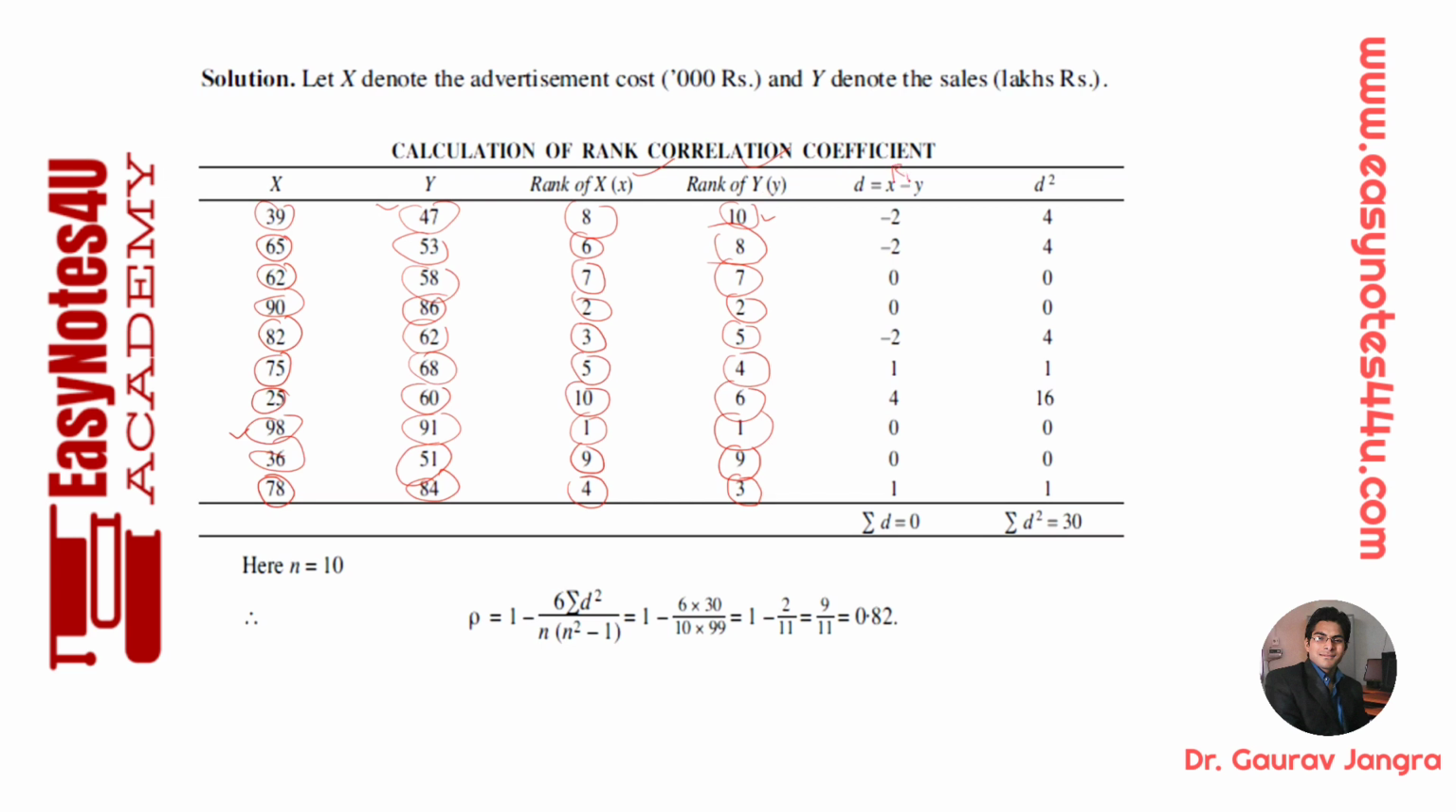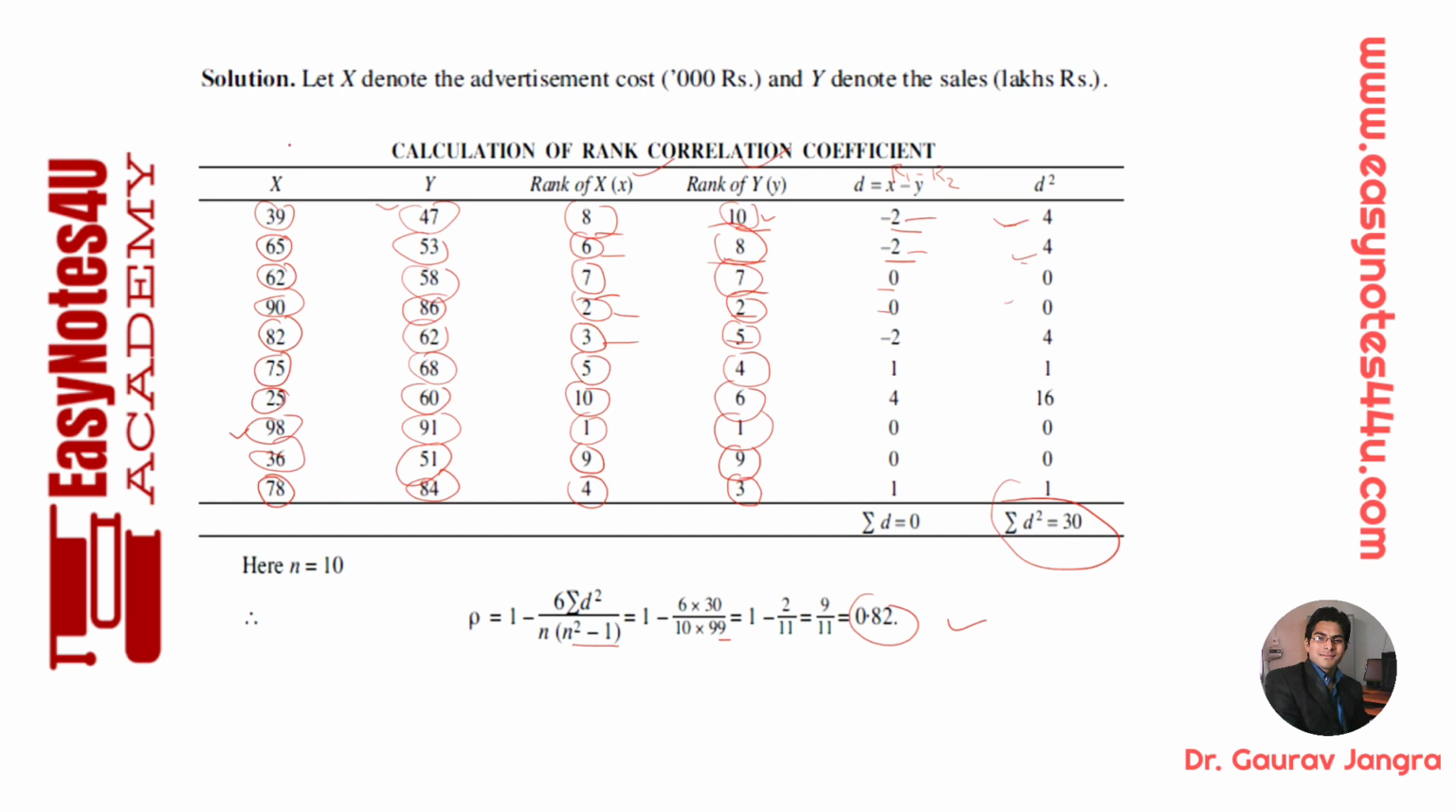So here you can also write the R1 minus R2, rank 1, rank 2. 8 minus 10 is minus 2, 6 minus 8 is minus 2, 7 minus 7 is 0, 2 minus 2 is 0, 3 minus 5, like that. After that we will square all the values. 2 square 4, 2 square 4, and we have to total 30. The same formula we can use: 1 minus 6 into summation d square 30 divided by n. N is 10, multiplied by 10 square 100 minus 1, 99. And it shows the high degree of positive correlation.